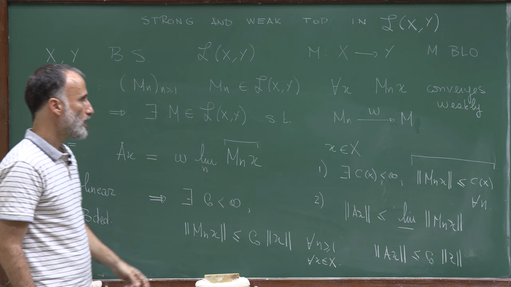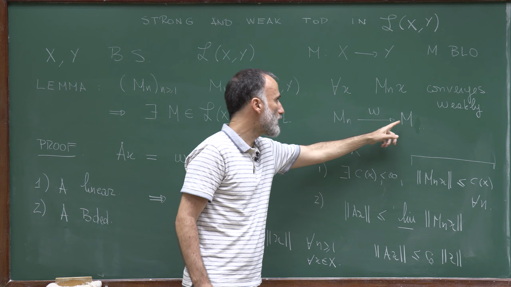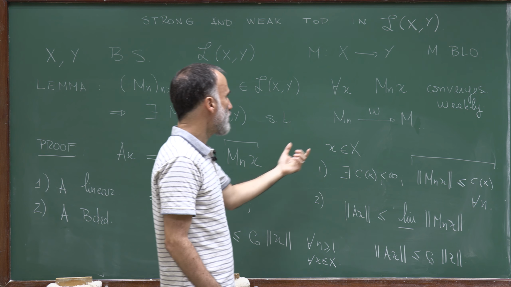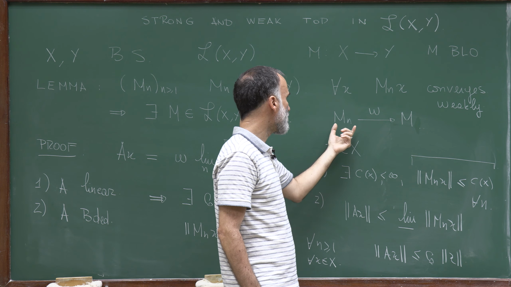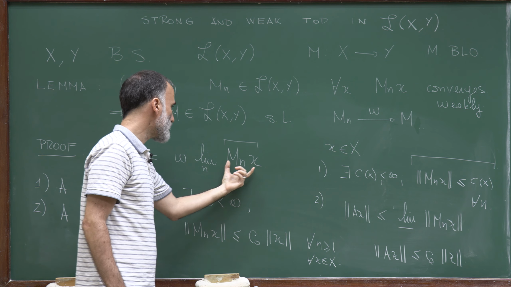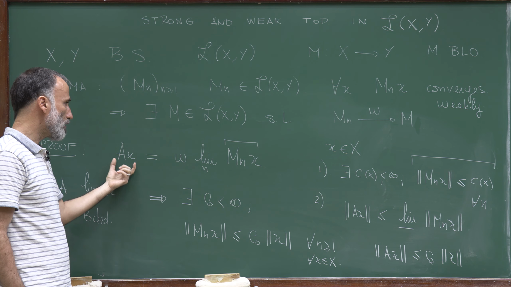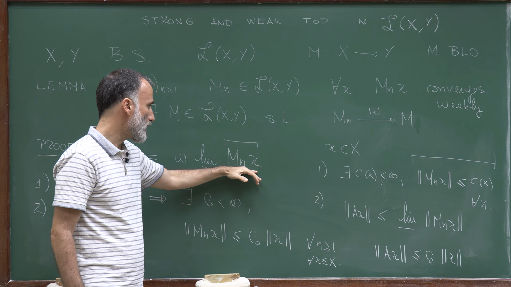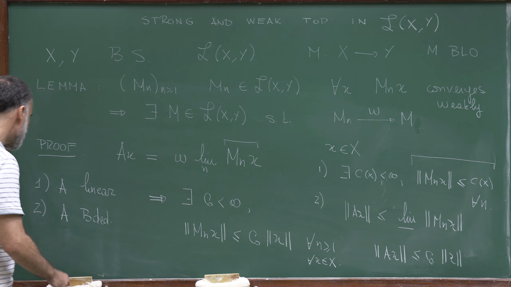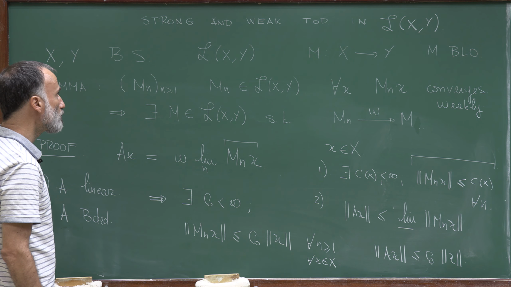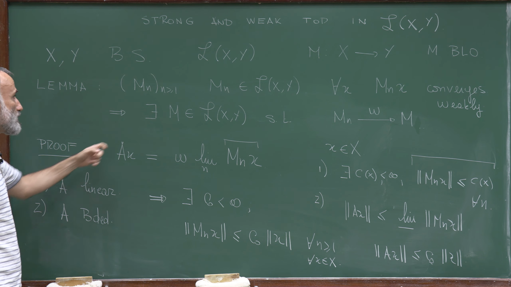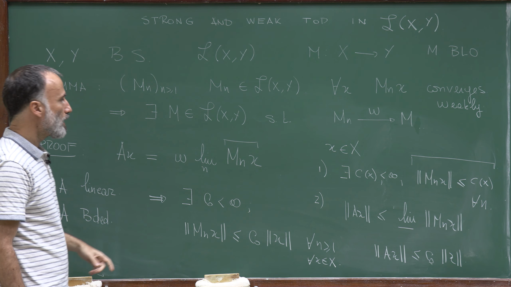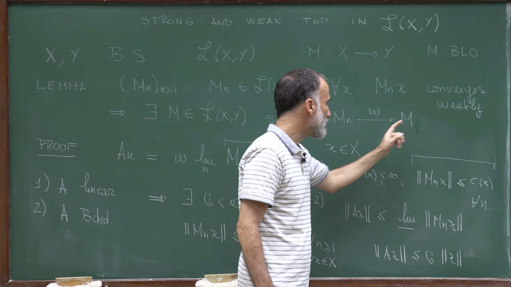It remains to show that Mn converges weakly to A, but by definition, Mn converging weakly to A means that for all x, Mn x converges weakly to A x, but this we know already. We know already that for all x, Mn x converges weakly to A x. And so this completes the proof, as we've shown that there exists indeed a bounded linear operator, which we represented by A, and that Mn is converging weakly to A.